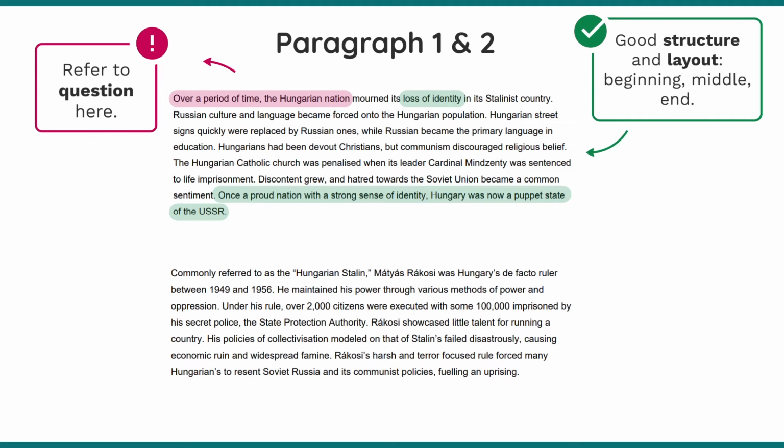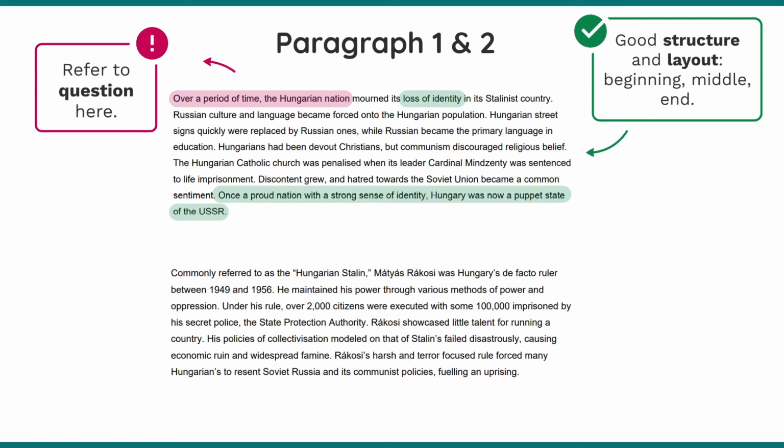So you might have something like, once a proud nation with a strong sense of identity, Hungary was now a puppet state of the USSR, and so resentment was growing and an uprising was becoming more likely, or something like that. You can find your own language. So again, just a tiny bit of polish needed on that particular paragraph there.